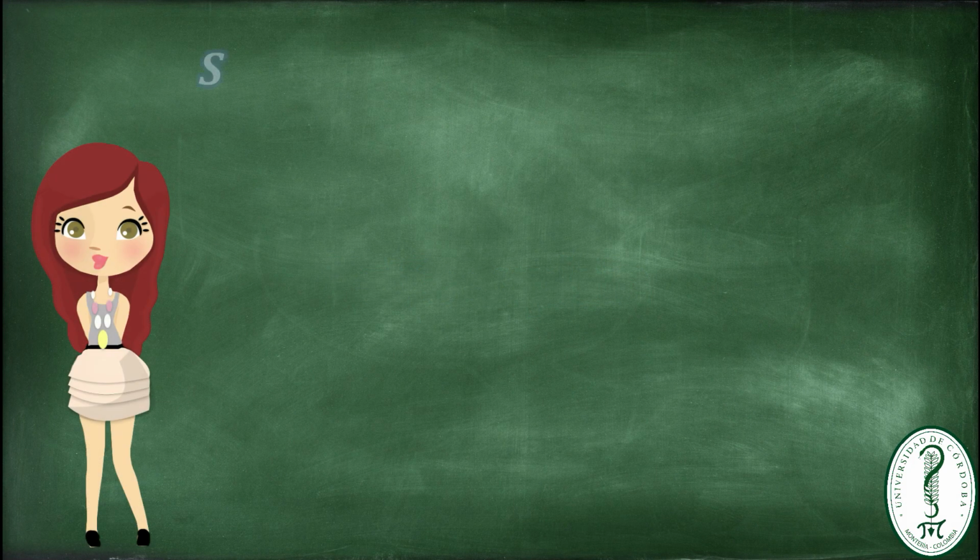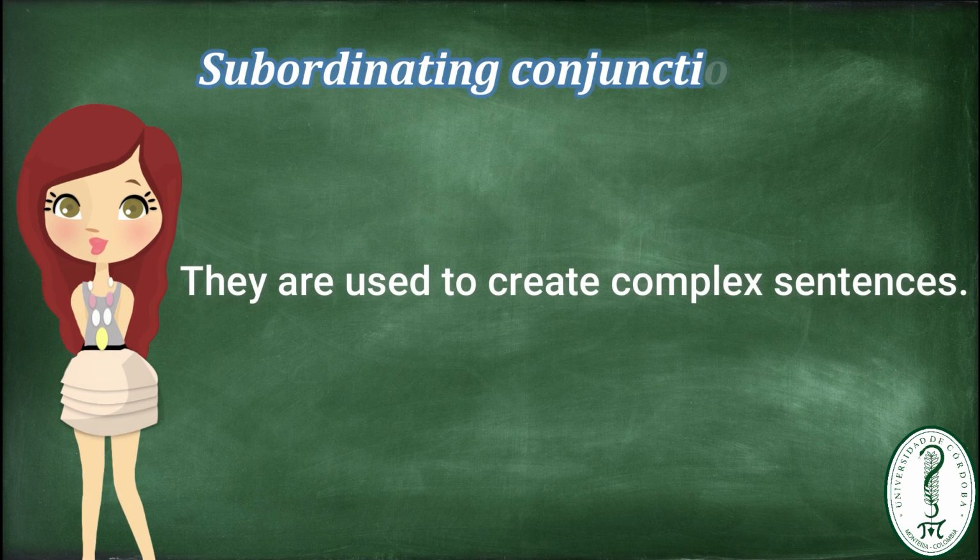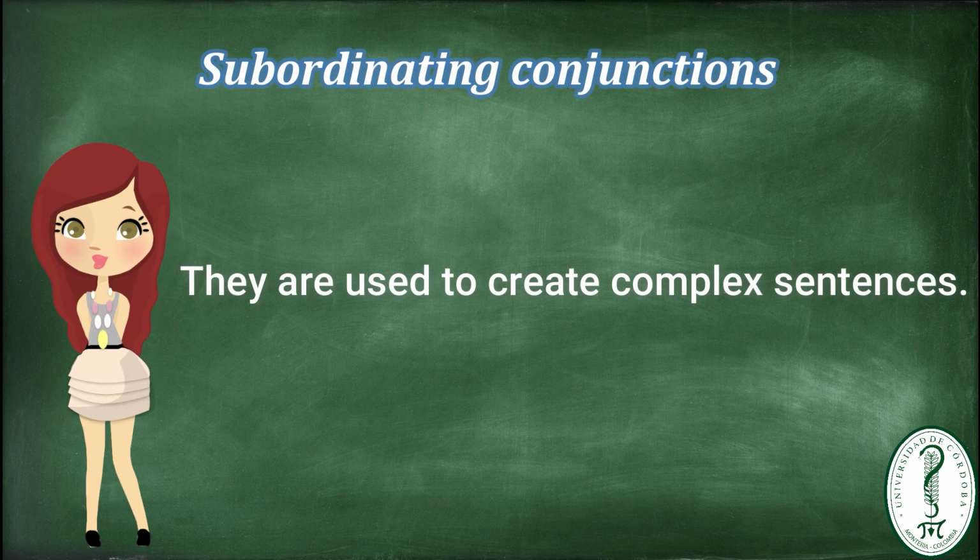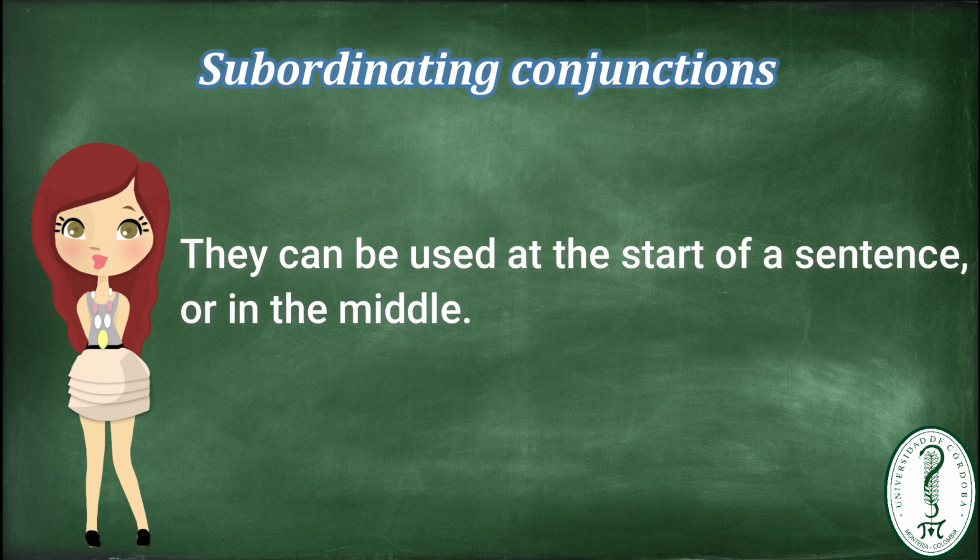Now I'm going to talk about subordinating conjunctions. They are used to create complex sentences. A subordinating conjunction doesn't need to be separated from the rest of the sentence by a comma. They can be used at the start of a sentence or in the middle. When a subordinating conjunction is used at the start of a sentence, its meaning or strength is emphasized. When the conjunction is used in the middle of a sentence, its meaning is weaker.